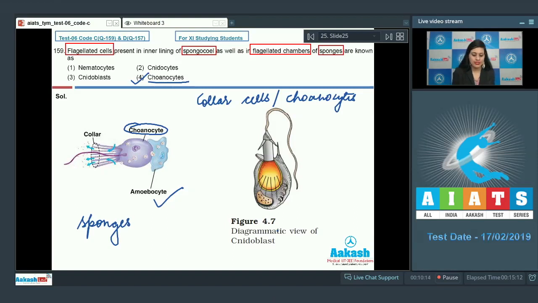Whereas rest of the options like nematocytes, cnidocytes and cnidoblasts are the incorrect options because these are the structures which belong to the phylum Coelenterata. Cnidoblasts are the structures for offense and defense in coelenterates. So the correct answer to this question is option number 4. Let's proceed to the next question.